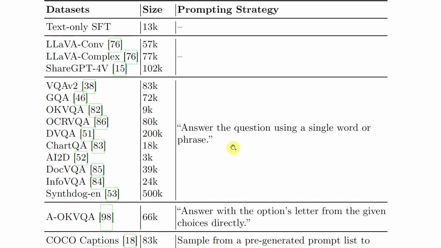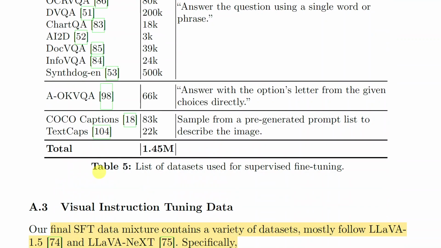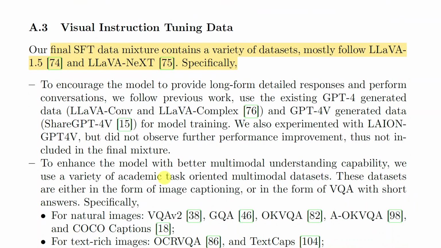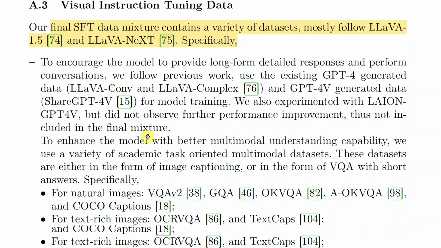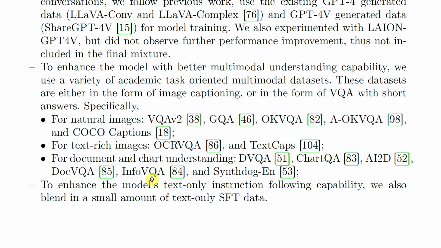So you can see the contribution of the different data sets. This one, how the visual instruction tuning is done, is based on LLaVA and LLaVA-NeXT to encourage the model to provide long form detailed responses and perform conversations. They use the GPT-4 data for model training. We also experimented with LION. For multimodal understanding capability, a variety of academic task oriented multimodal data sets are used. These are similar to the LLaVA and LLaVA-NeXT frameworks. So these different data sets are used for SFT.